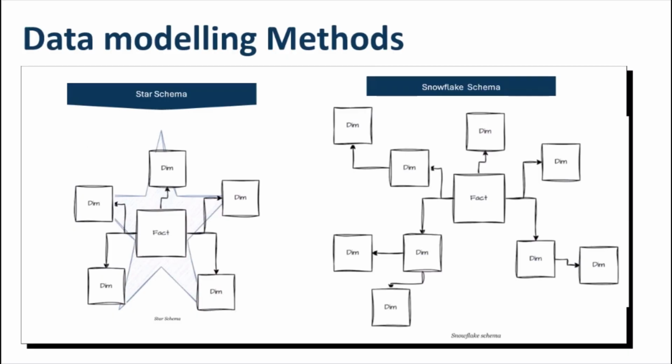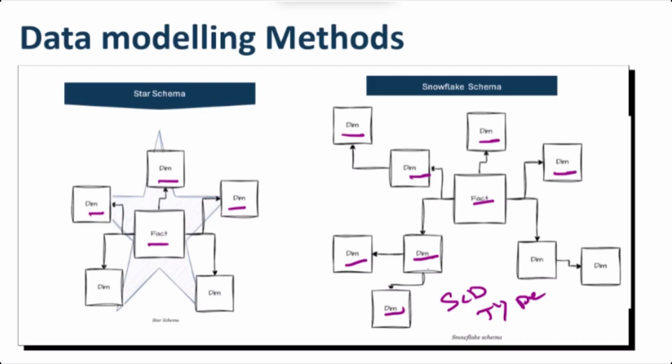Two of the most important data modeling concepts are the star schema and the Snowflake schema. In the star schema, you have a central fact table which is surrounded by dimension tables. The fact table contains the quantitative data, while the dimension table contains the descriptive data. A Snowflake schema is an extension of the star schema, where the dimension tables are further normalized into multiple related tables. We also have slowly changing dimensions, which are used to track changes to the dimension attributes over time. There are SCD type 1, type 2, type 3, and so on.